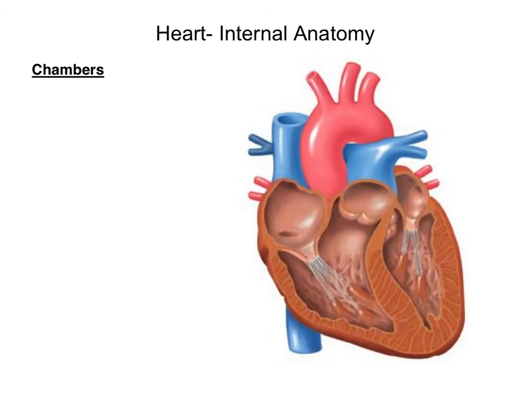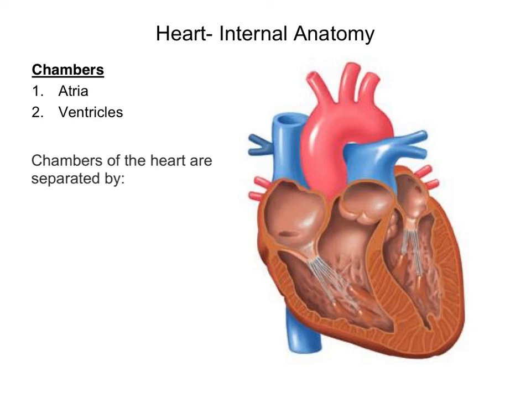From an internal view, you can see all 4 chambers. Remember, the 2 upper chambers are called the atria, and the 2 lower chambers are called the ventricles. So once again, here's the right atrium, the left atrium, the right ventricle, and the left ventricle. As mentioned before, one of the functions of the heart is to separate oxygen-poor blood from oxygen-rich blood. This means that there must be a wall between the 2 atria and a wall between the 2 ventricles. The chambers of the heart are separated by a septum. A septum is a wall of myocardium.